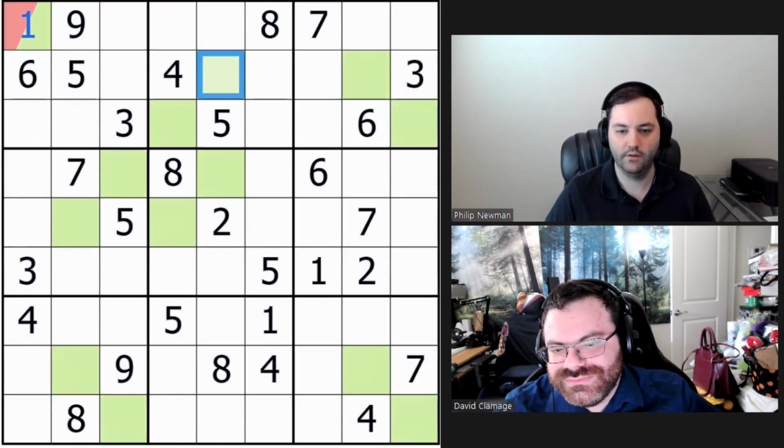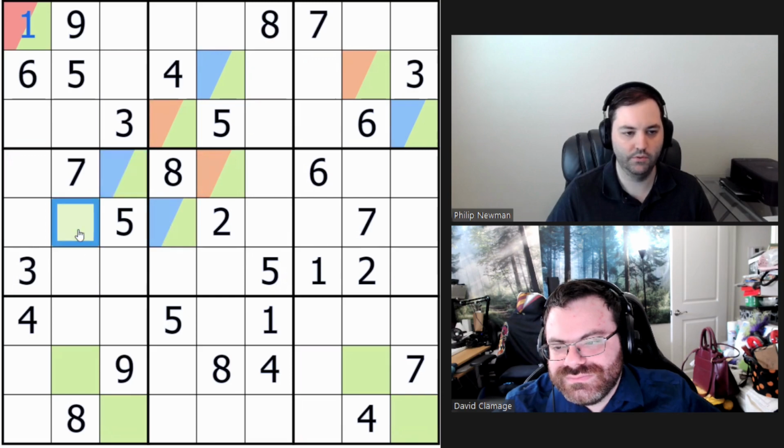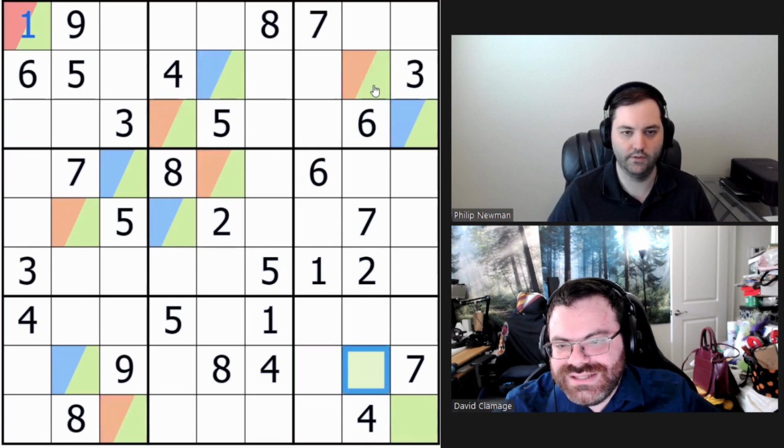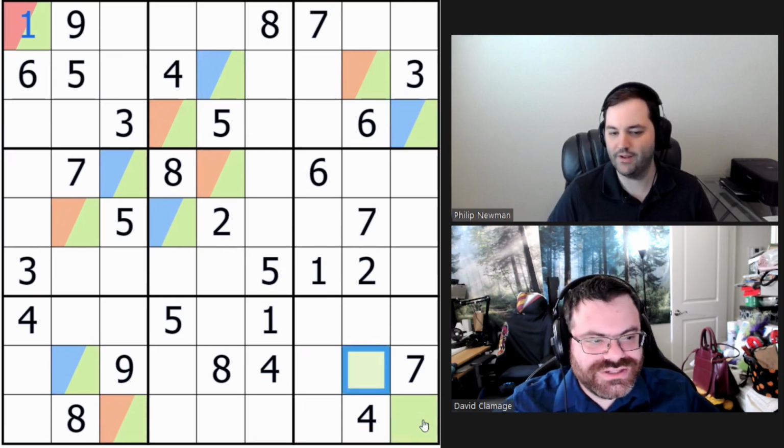Yeah. So let's say this is blue. So this is yellow or orange. That's blue. That's orange. That's orange. That's blue. That's blue. That's orange. That's blue. That's orange. And now this cell sees blue and orange. And that cell sees blue and orange. So yeah, we've proven that this is impossible. So yeah, I think that's a good way to do it.